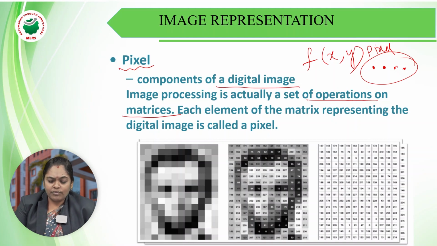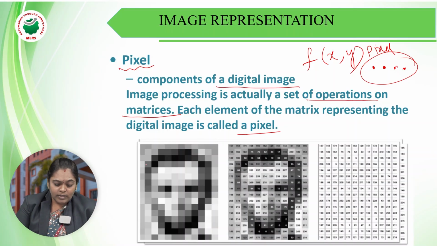So each and every image is represented in a matrix form, and each element of that matrix is nothing but called a pixel. Now let me take this image. In this image, if you observe, there are different shades. Some part of this image is very dark, which is nothing but black, and there are some shades of black. So this image ranges in different shades from black to white.